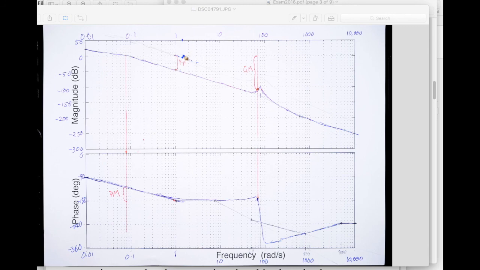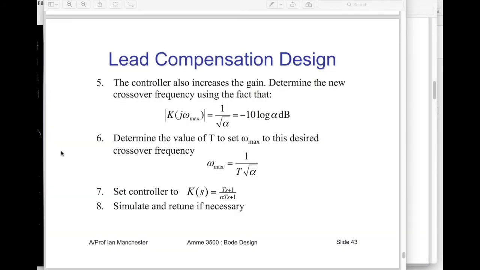So this is going to be my new crossover frequency with the combination of KP and the lead controller. Here of course the phase margin is almost nothing, and I'm going to boost that up by 50 degrees. So I want a lead controller that comes in and puts in a real lump in the phase here. How do I do that? Well, I've figured out my new omega max from this formula should be 1.5 radians per second.